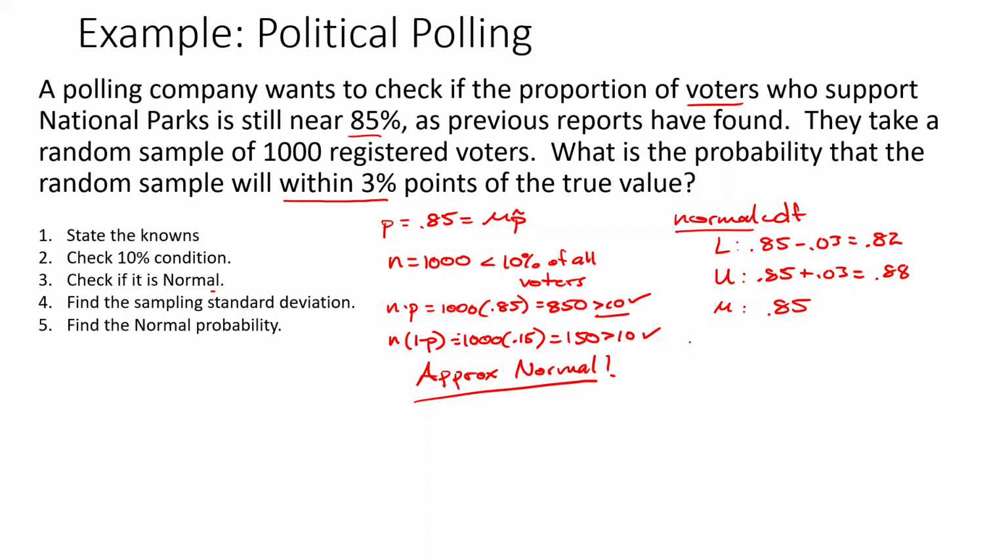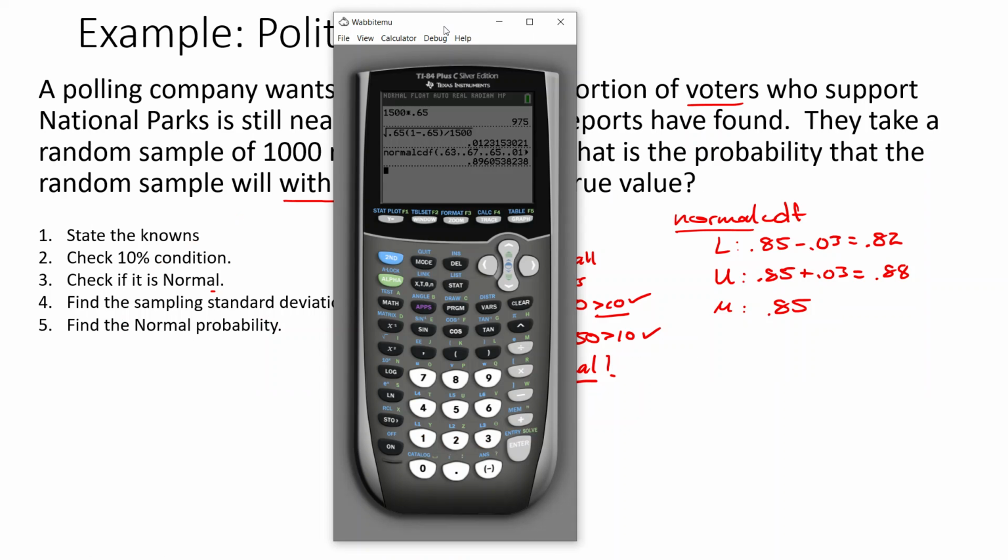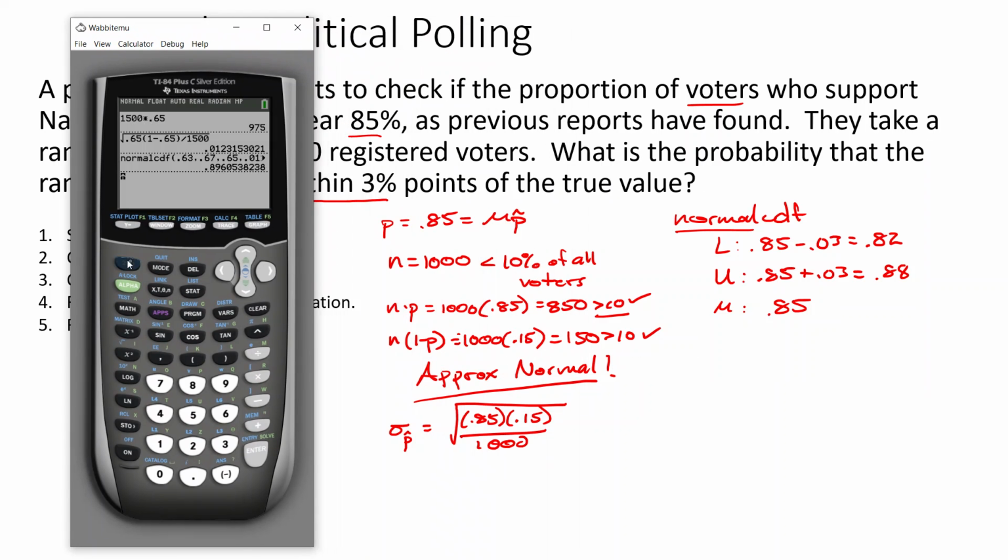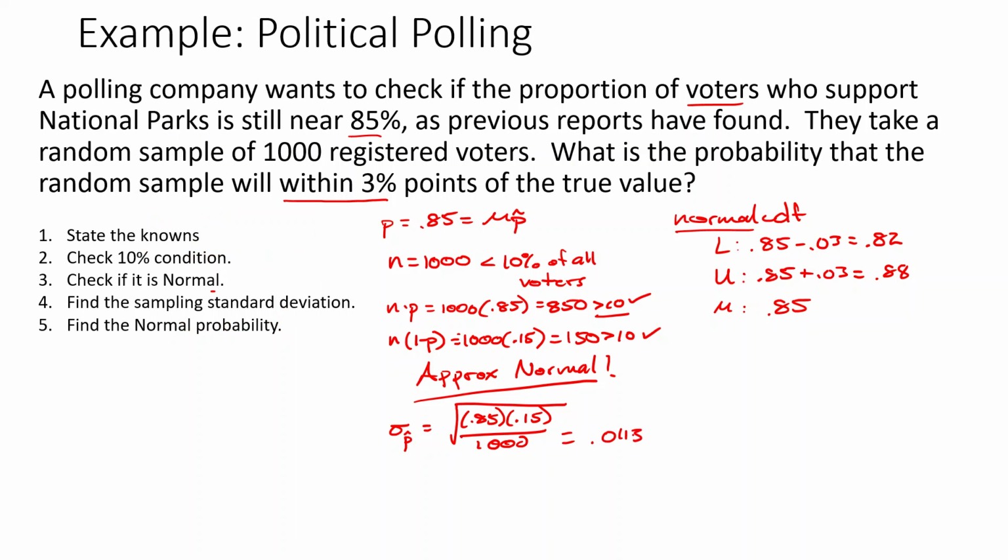All right, now that we know it's approximately normal, we're going to use our normal CDF. We still need our standard deviation for this sampling distribution. So it is the square root of 0.85 times 1 minus 0.85, which gives us 0.15, over the 1,000. I am going to need the calculator for that one. I don't know that one off the top of my head. So we've got square root, 0.85 times 1 minus 0.85, which is 0.15, divided by 1,000. Enter. 0.0113, I guess we could say. So that's going to be the standard deviation that we use here.